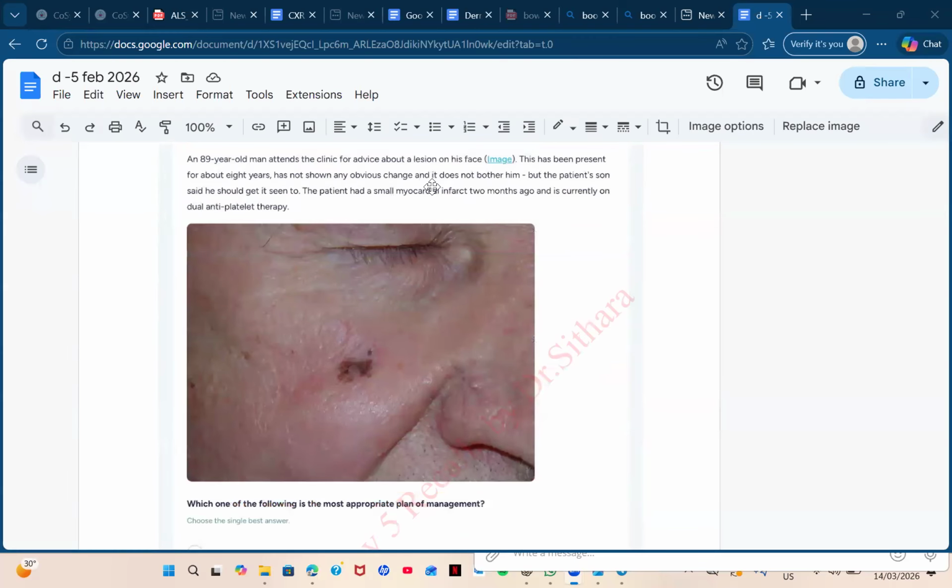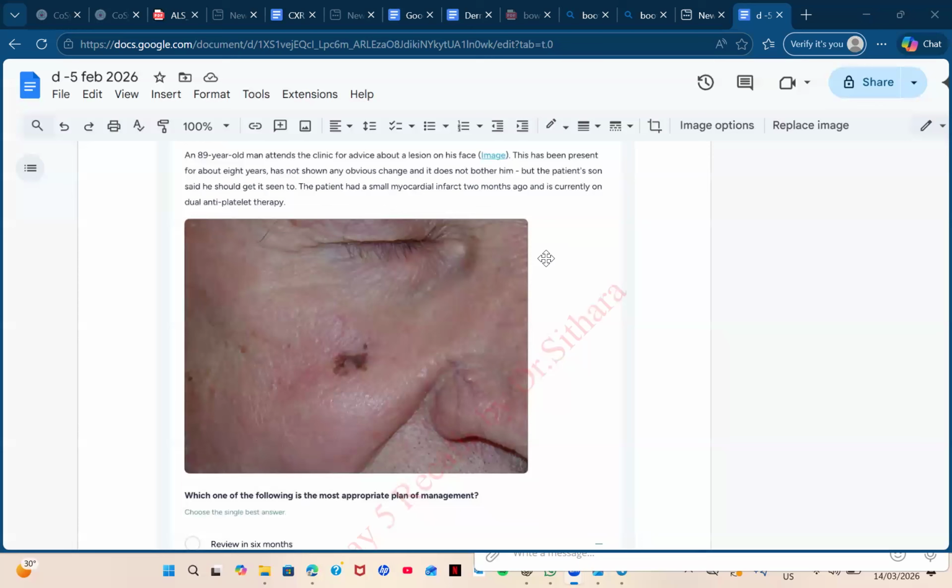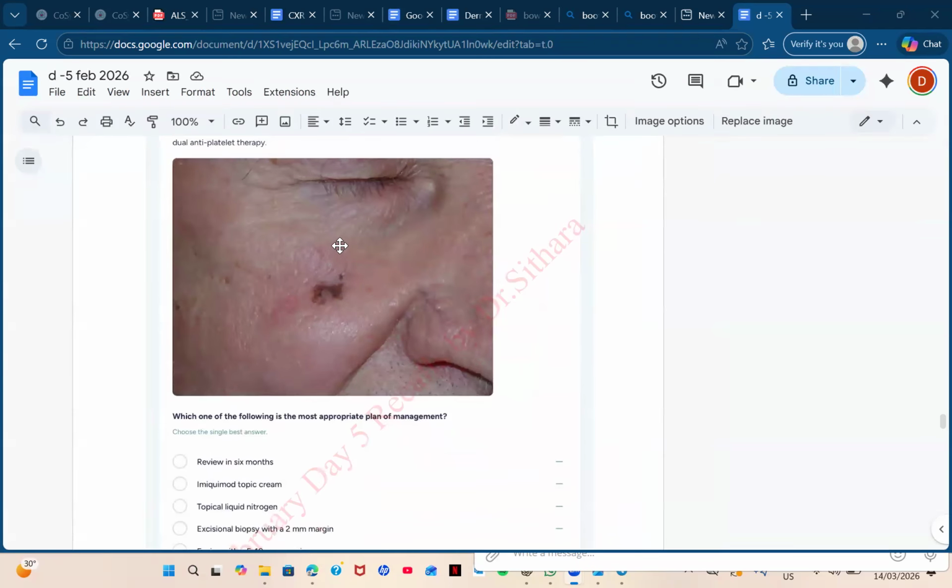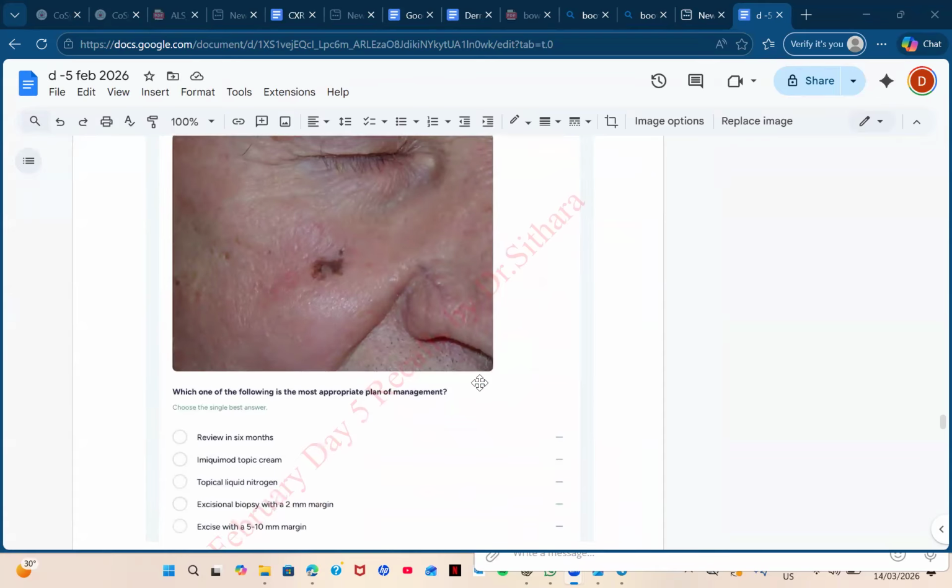An 89-year-old man attended the clinic for advice about a lesion on his face. This has been present for about 8 years, has not shown any obvious changes, and does not bother him. But the patient's son said to get it seen. The patient had a small MI 2 months ago and is currently on dual antiplatelet therapy. Which one of the following is the appropriate plan of management? Review in 6 months, ibuprofen topical cream, topical liquid nitrogen, excision biopsy with 2 millimeter margin, or excision with 5 to 10 millimeter margin. So what do you think?